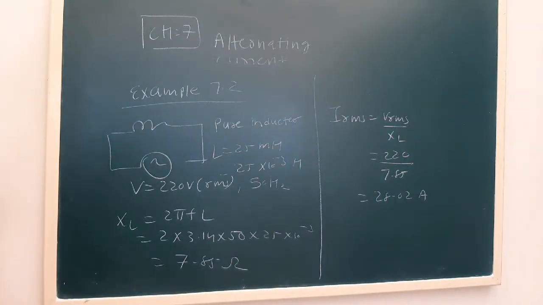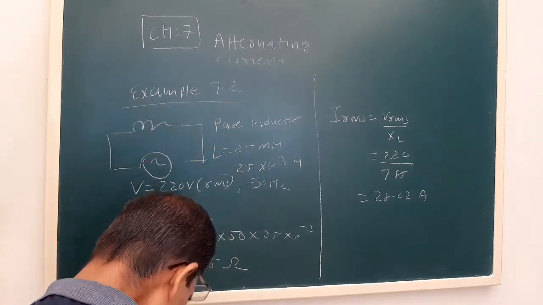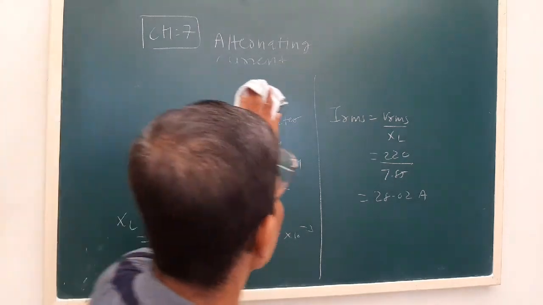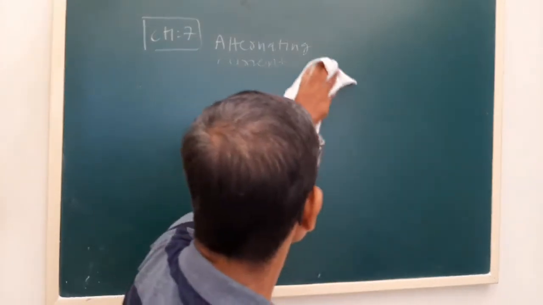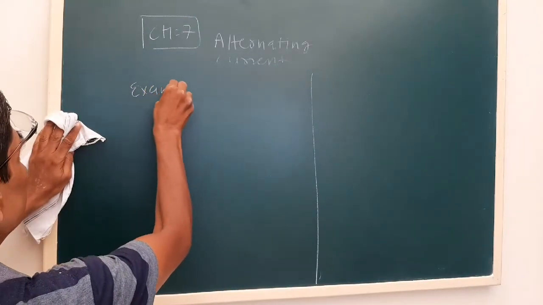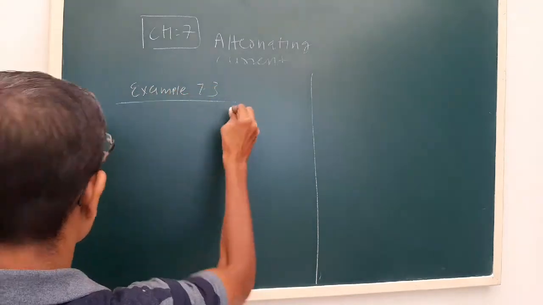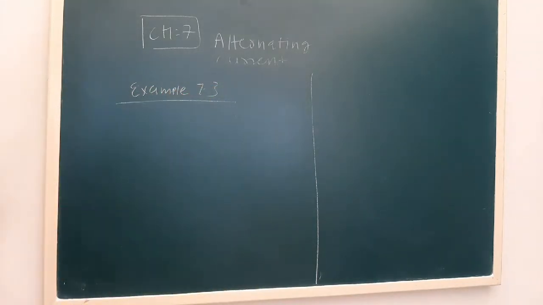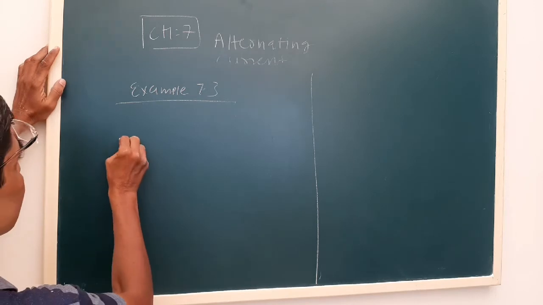Now next is example number 7.3. Here a lamp is connected in series with a capacitor.